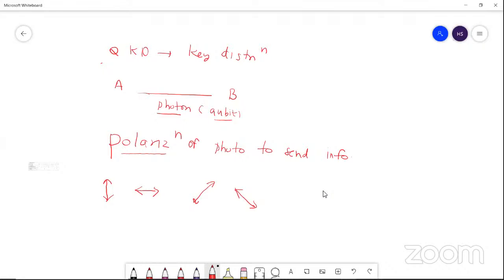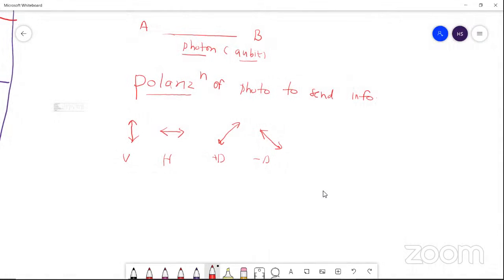So what is this called? Vertically polarized photon, so the polarization of this photon is vertical. This is called horizontal. This is called diagonal, so we call it plus D or minus D. So it is horizontally polarized, it is vertical, it is horizontal. What we are saying here is we want to send information. So what is the information which we want to share? We want to share 0 and 1.